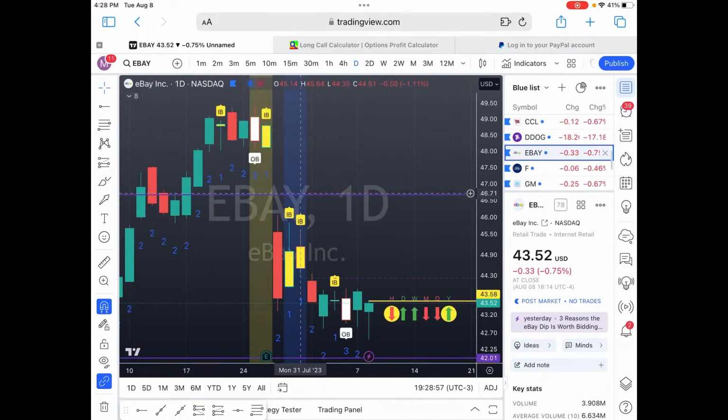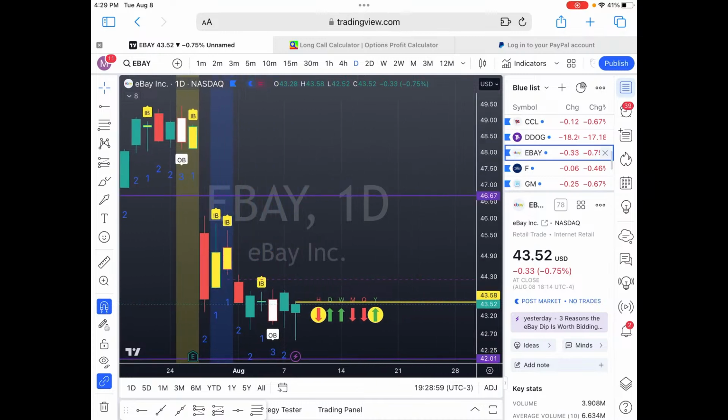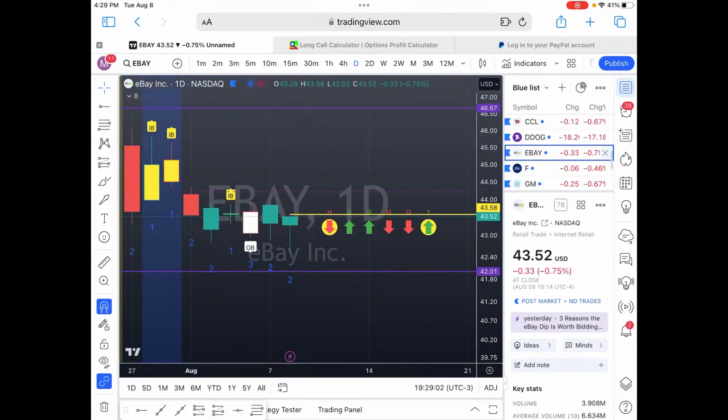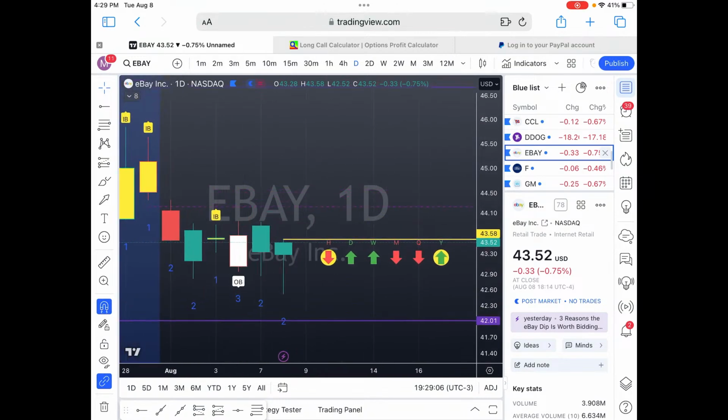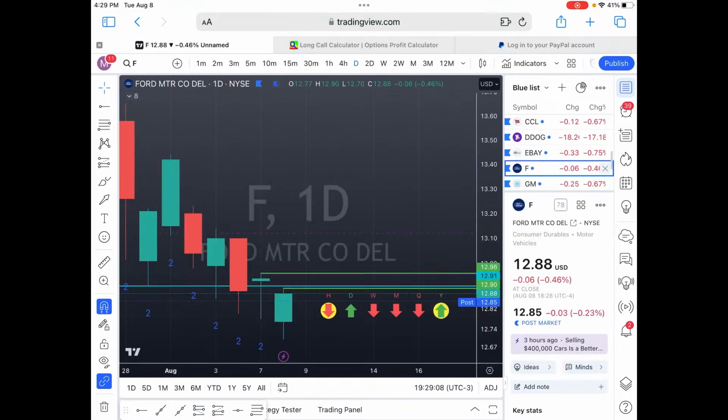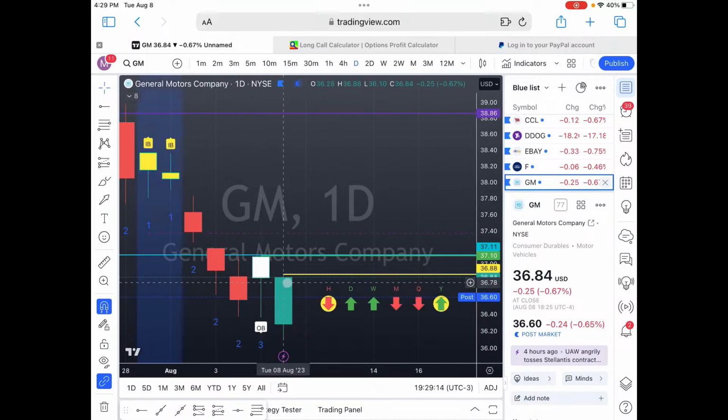Move on to eBay. 2 down green. Hammer candle. Let's zoom in on this. We'll make it a little bigger for you guys. There we go. Ford Motor Company, 2 down green, same thing. We had the hammer candle, didn't work out. We're going to try it again on Wednesday.